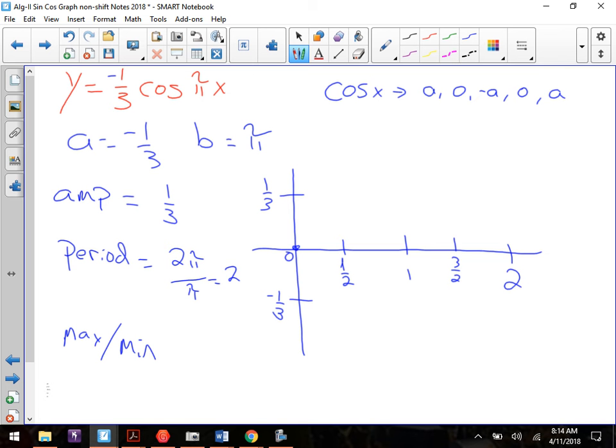Now, my A value is negative 1/3, which means I start my cosine graph at negative 1/3. So what that means is that you just invert it. You still go through the same idea. You start at negative 1/3, you go to 0, the opposite of A, 0, and back to A. In this case, your maximum would be located at 1, 1/3. Your minimum would have been at 0 and negative 1/3.